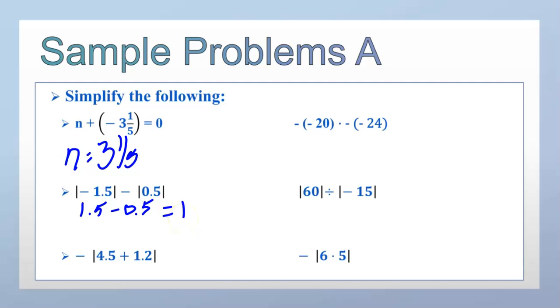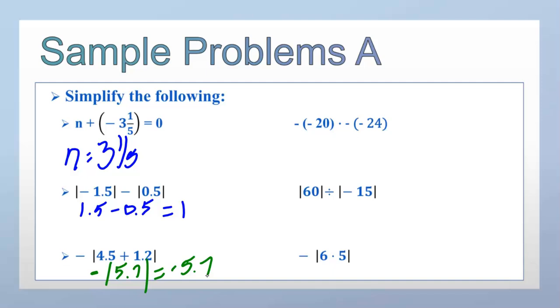Next, I have to simplify the problem inside the absolute value first. So 4.5 plus 1.2 is 5.7. Now I can take the absolute value of 5.7, which is 5.7. 5.7 times this negative, there's actually a negative 1 on the outside. So negative 1 times 5.7 is a negative 5.7. So that is the only way you're going to have a negative when finding the solution to an absolute value, if there's a negative on the outside.